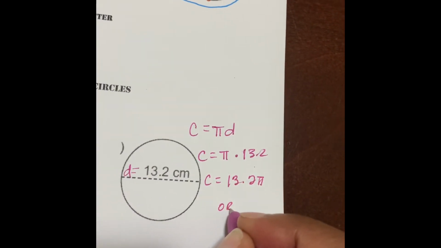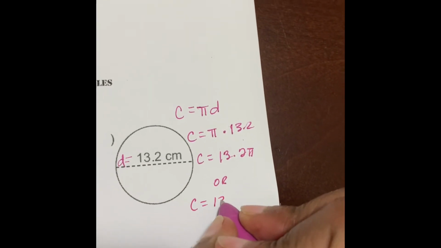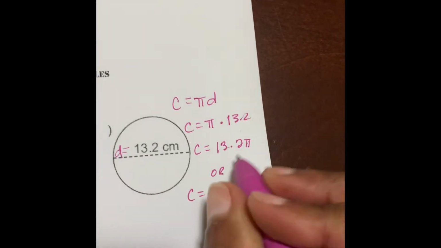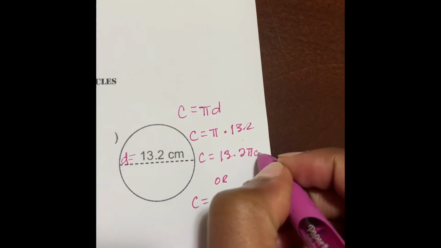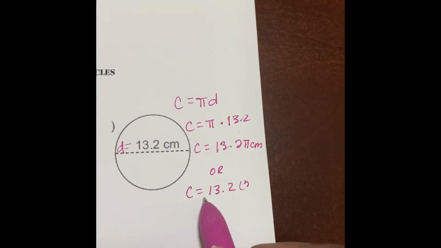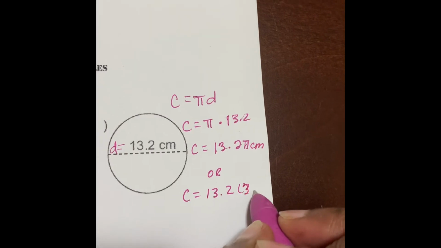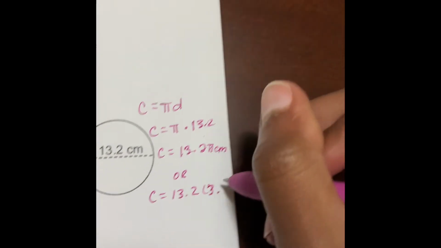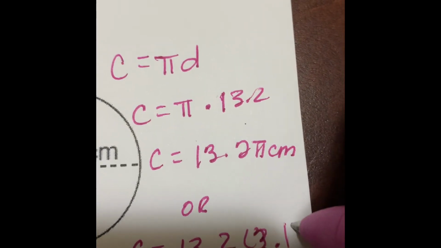or I can say C is equal to 13.2 times 3.14 centimeters. Let's not forget our units of measure. Or I can say circumference is equal to 13.2 times 3.14. Oops, I'm sorry, you guys.